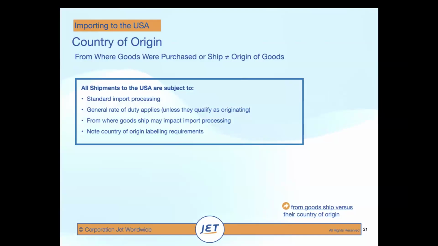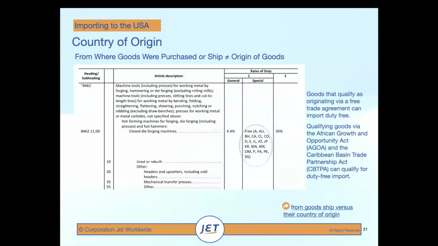For example, now there's a huge enforcement effort on e-commerce goods from China. If you're importing e-commerce goods from China, just by nature of those goods, they are at this point subject to a higher level of scrutiny and oversight and possible inspection. For countries sharing a free trade agreement with the US, which we'll discuss later, the country of origin can offer duty-free import. Also, some goods from the Caribbean and African countries can benefit from special duty rates.